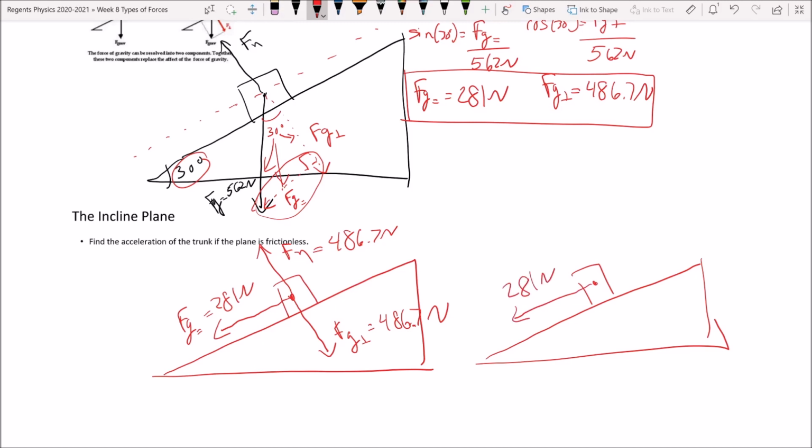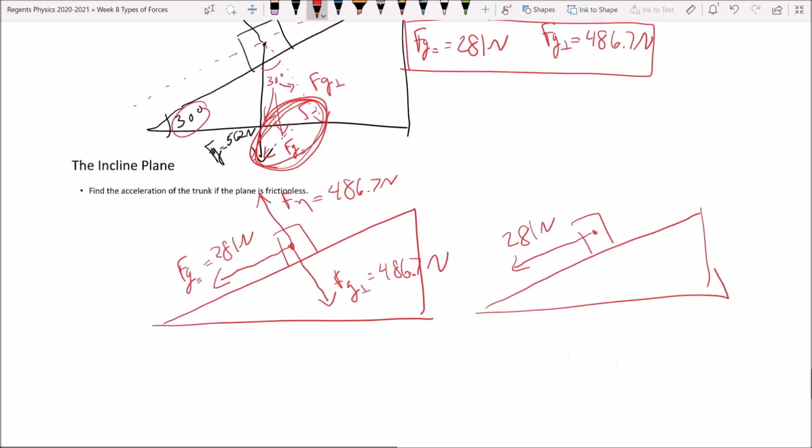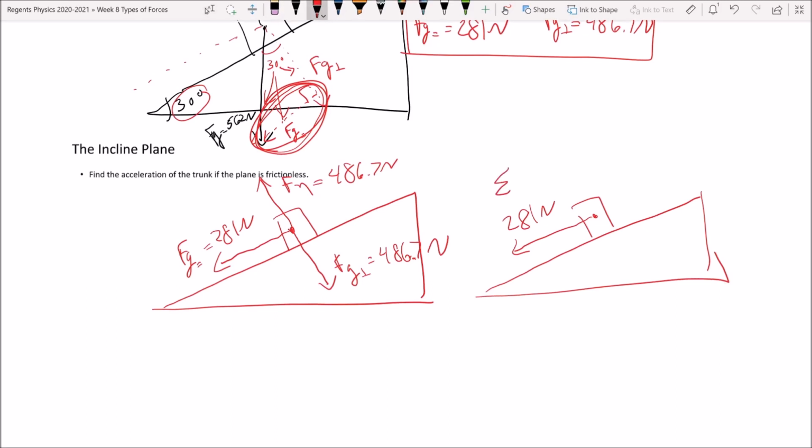It's a component of gravity, right? It's this parallel component of gravity that's causing the trunk to move down the plane. So this is the net force. To determine the acceleration, I need that net force because sigma F equals ma. The net force is 281 newtons.